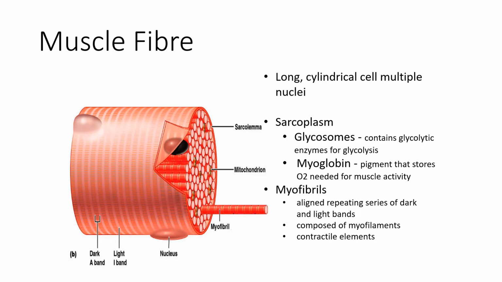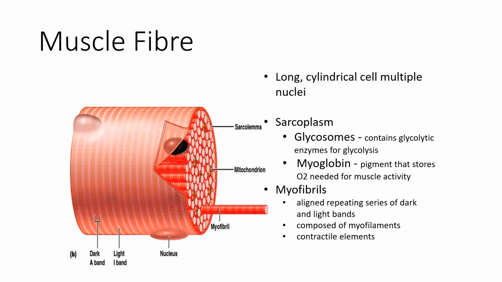The sarcoplasm or cytoplasm has numerous components, including glycosomes, which contain glycolytic enzymes necessary for glycolysis. This is where we liberate energy, particularly with heightened exercise. It also contains myoglobin, which is a unique oxygen-binding protein or pigment that stores oxygen needed for muscle activity.